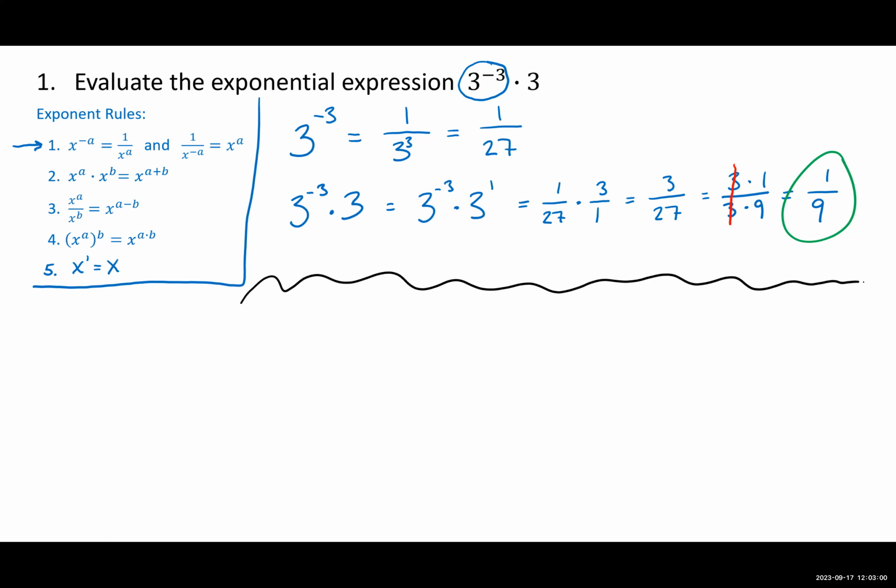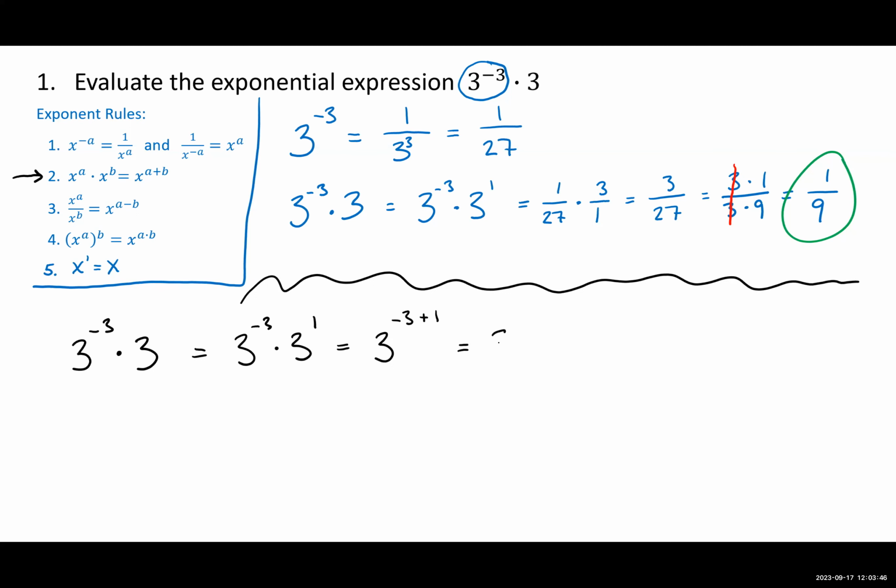So let's just do it again quickly. I'll do it in a different color. So let's start over. 3 to the -3 power times 3. Well, I'm going to use that fifth rule that I wrote there. That's 3 to the -3 power times 3 to the 1st power. So now I'm going to look at rule number 2. When we multiply the same base, in this case, 3 to a power times 3 to a power, we can add the exponents. X to the a times x to the b equals x to the a plus b. So that's 3 to the -3 plus 1. All right, we could combine the bases and add the exponents.